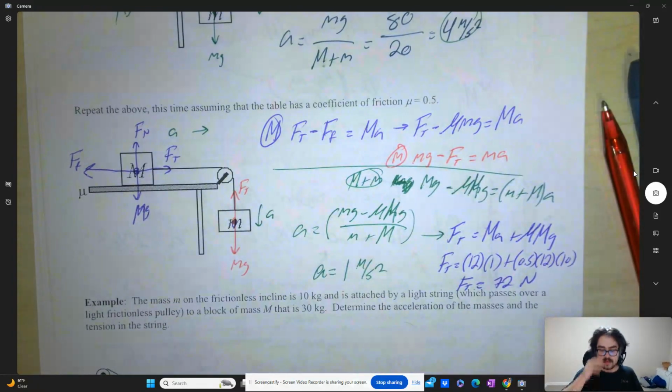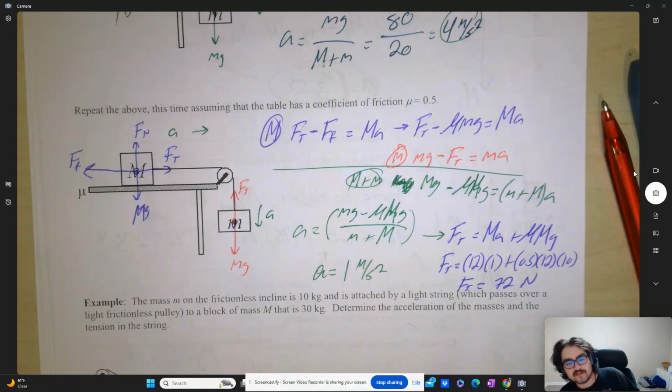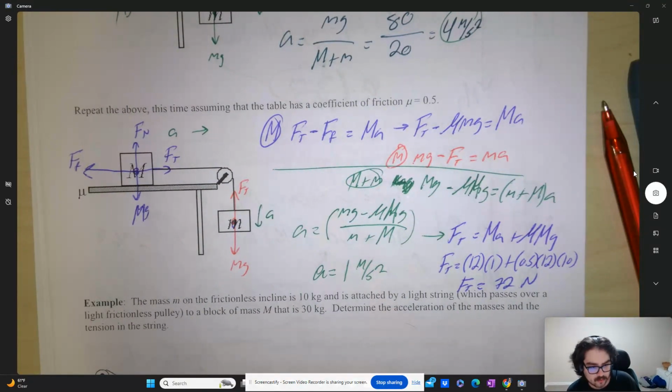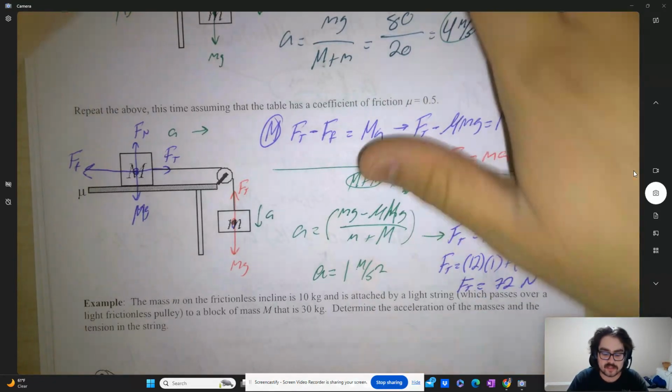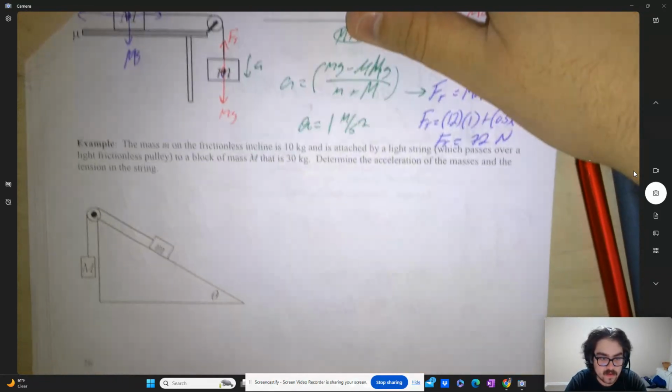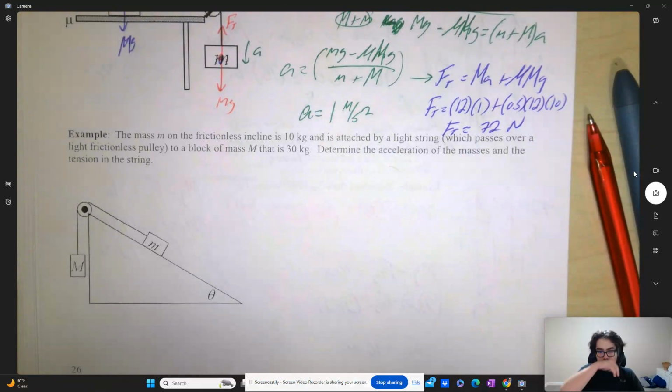I remember there was a solution like that in a previous problem, but it wasn't the same one. That's for the horizontal one with friction. Now we need to look at the inclines. Inclined Atwood machine is the last type of question that you can see pertaining to Atwood machines.